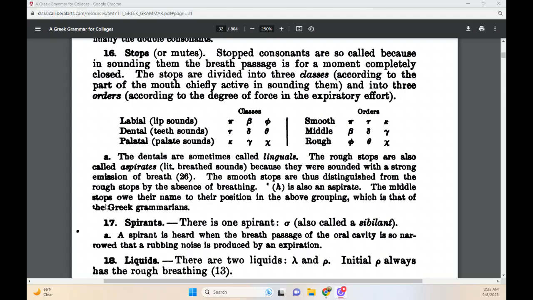The middle stops owe their name to their position in the above grouping, which is that of the Greek grammarians. So beta, delta, and gamma are called middle simply because they lie in between the smooth stops and the rough stops. All right, so that's Article 16. Everything you need to know about the stops in Greek consonants.